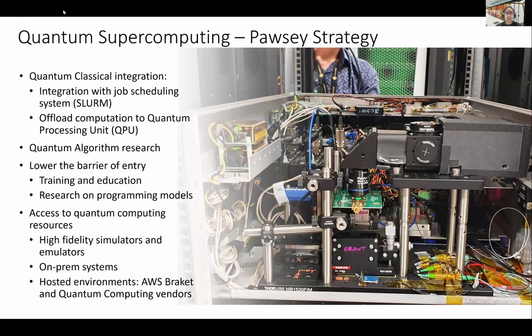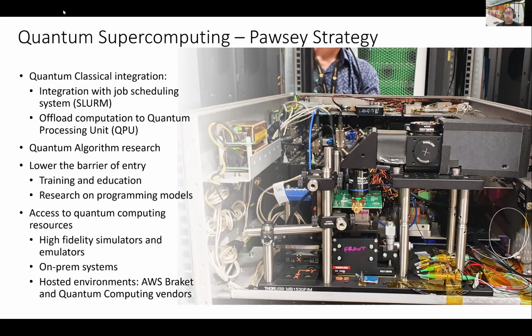So Pawsey's quantum strategy is actually quite manifold. We are looking at classical computing and integration of quantum computing into that classical framework, which involves the complexities of job scheduling, of offloading computation to the QPU, and to an extent also doing quantum algorithm research, because we want to make efficient use of quantum computers and figure out problems which they're optimized for, to complement essentially the computing you would do at HPC centers.